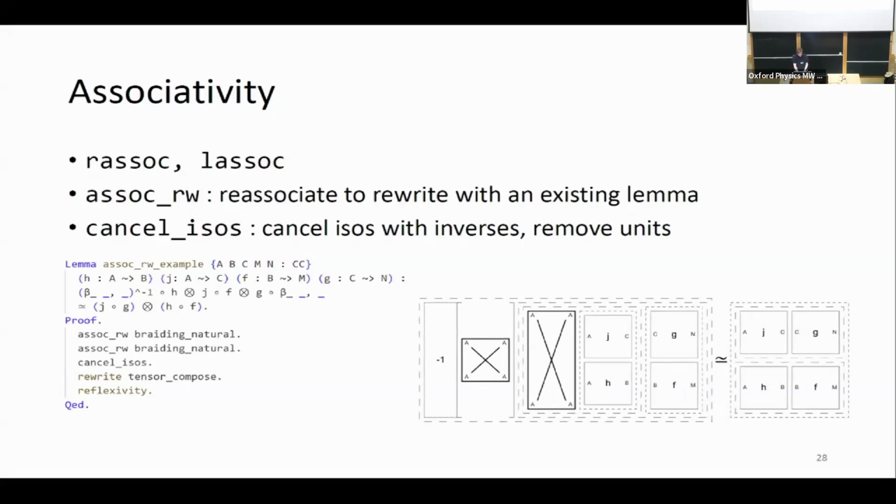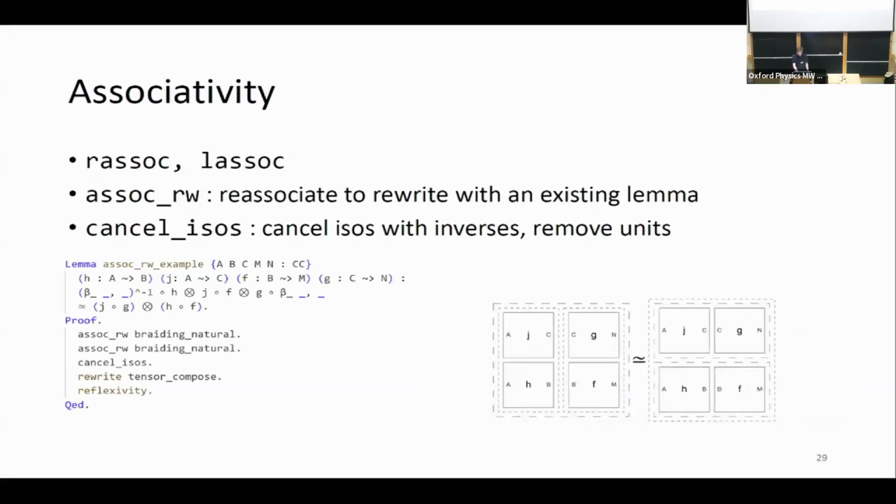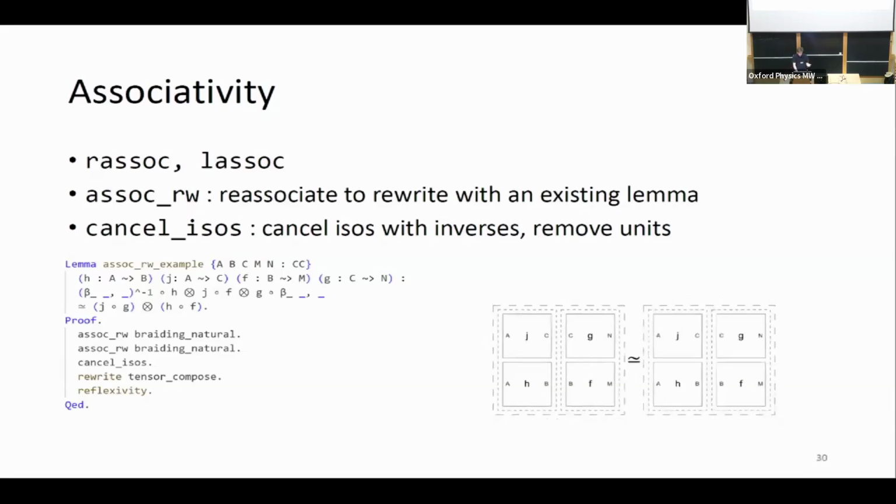And then similarly, cancel isos will cancel the inverse braiding with the braiding, and remove the units. And now the only thing that differs, as we can see, is just tensor and composition are in opposite orders. And we can just finish that, and then the proof is done.